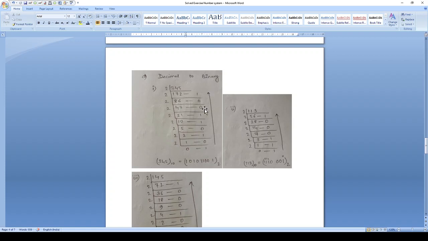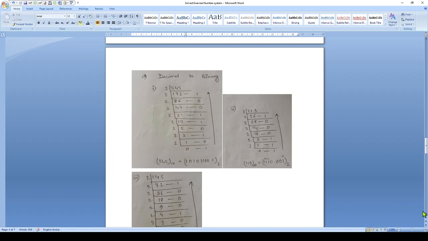Similarly, you have to do it for 113. You have to divide 113. You can see it is divided in the same way, and you have to collect the remainders and then write the remainders in reverse. Okay.